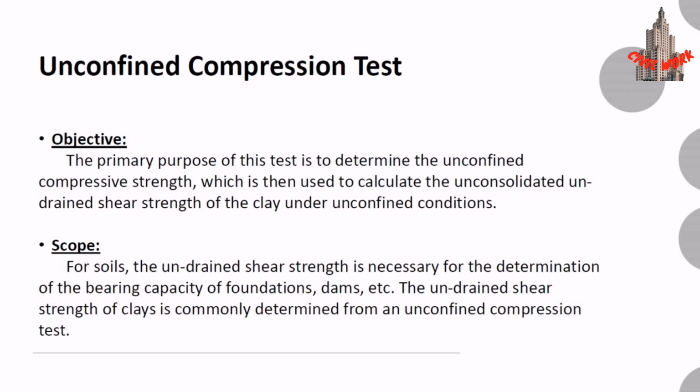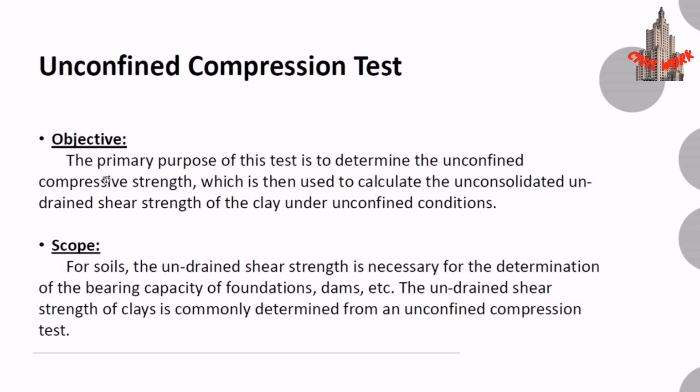We have discussed a term, zero confining stress. Zero confining stress refers to the condition where a material or soil is subjected to no lateral restraint or confinement, allowing it to expand or deform freely in all directions except the direction of the applied load. The unconfined compression test determines the compressive strength of the soil and other materials. It measures the maximum stress a material can withstand without confinement.